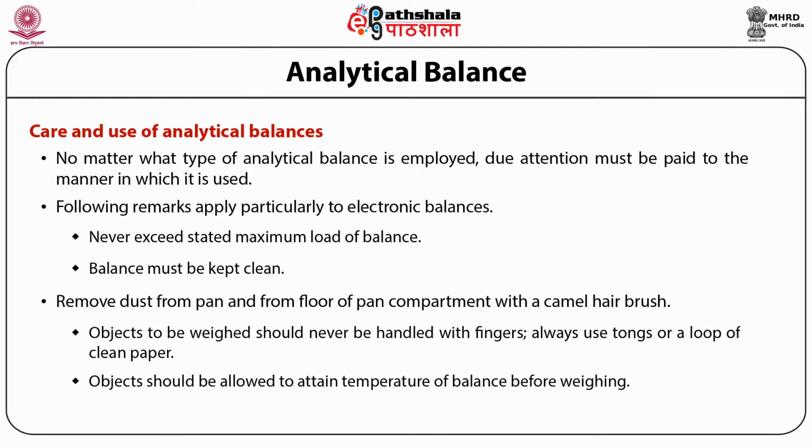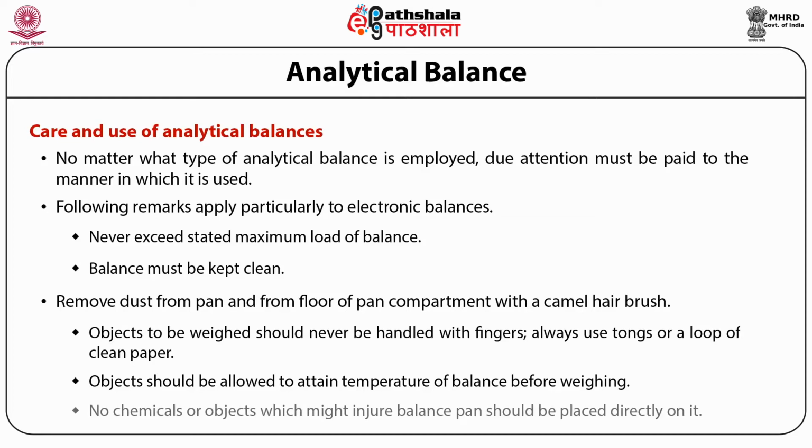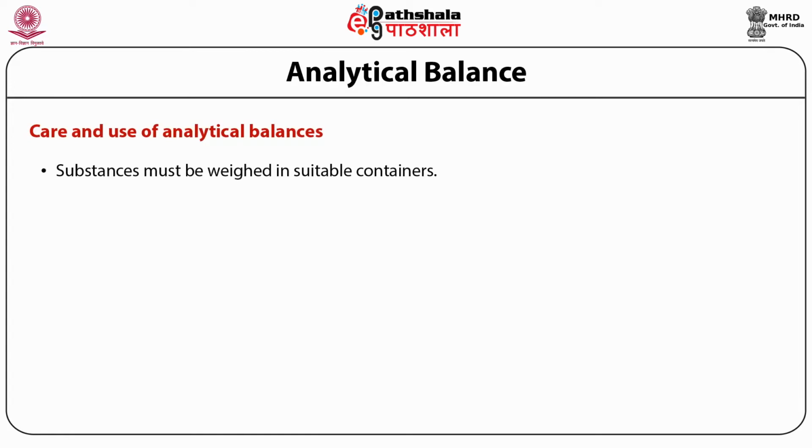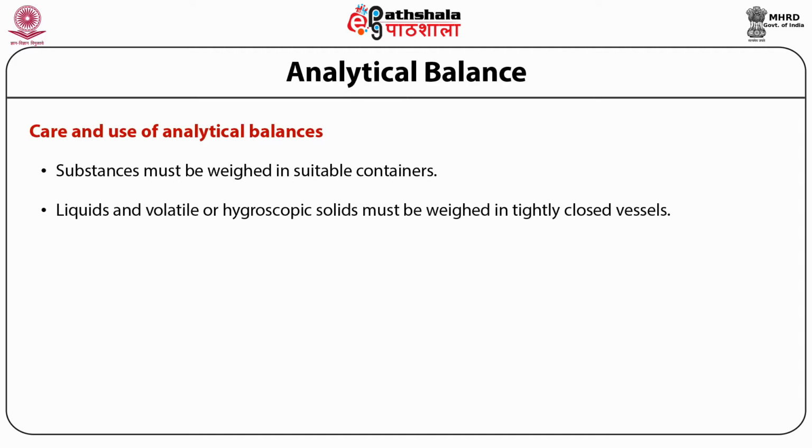Objects to be weighed should be allowed to attain the temperature of the balance before weighing, and if the object has been heated, sufficient time must be allowed for cooling. The time required to attain the temperature of the balance varies with size of the object, but as a rule, 30 to 40 minutes is sufficient. Chemicals, or objects which might injure the balance pan should never be placed directly on it. Substances must be weighed in suitable containers such as small beakers, weighing bottles, or crucibles, or upon watch glasses. Liquids and volatile or hygroscopic solids must be weighed in tightly closed vessels such as stoppered weighing bottles.